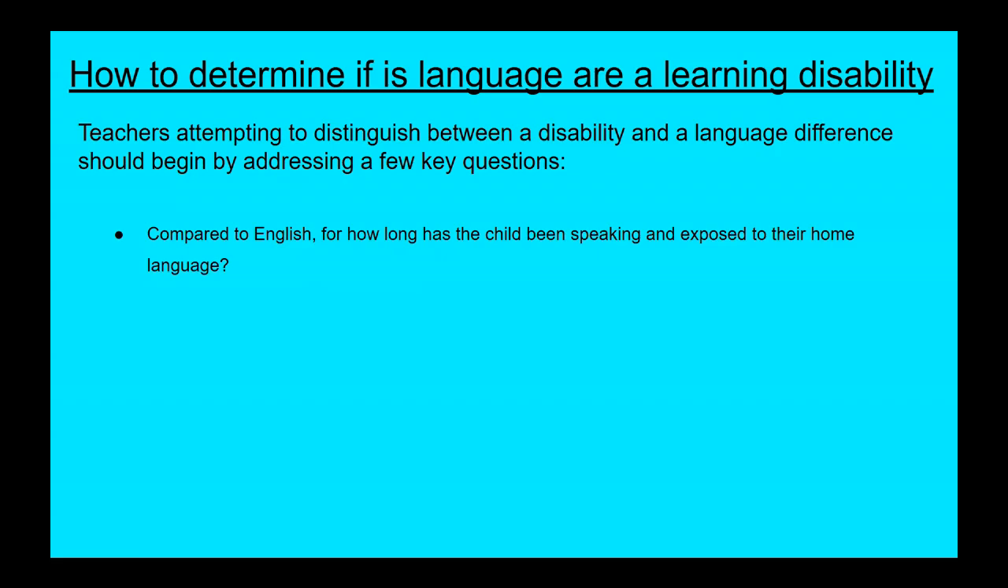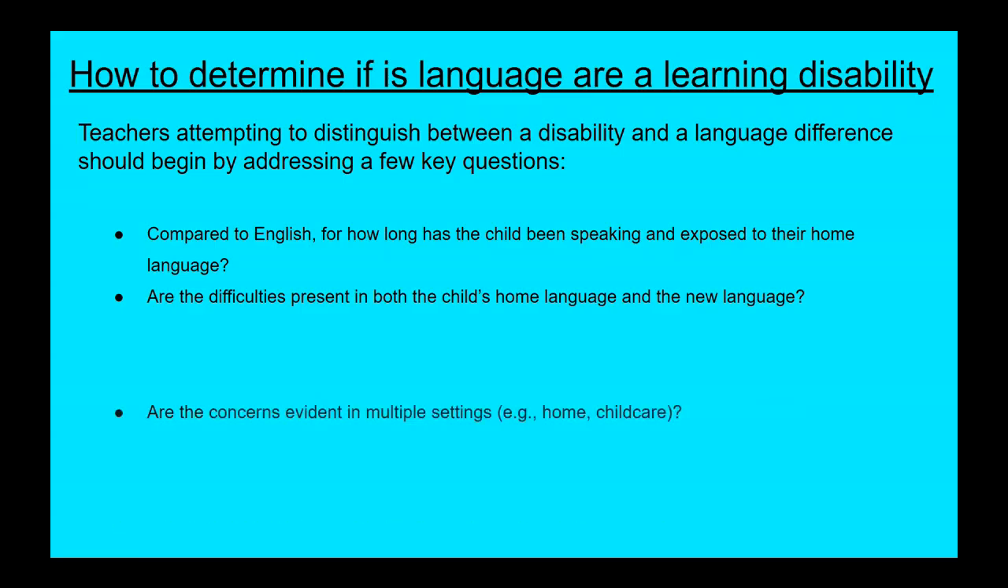But if they're exposed to both of them and they're still having difficulty, it may be a learning disability. Are the difficulties present in both the child's home language and the new language? And again, we've already covered this before. If the disability still exists, even in their own language, then it's a learning disability.